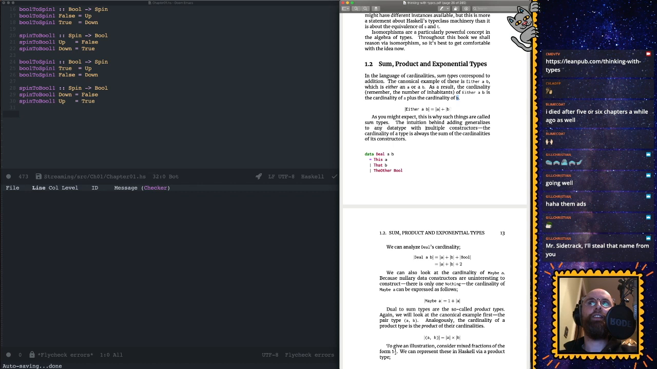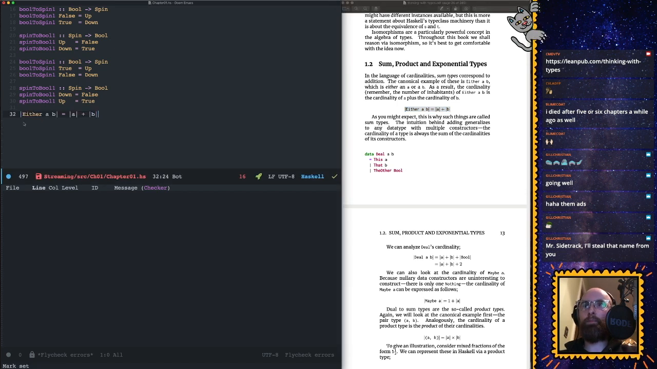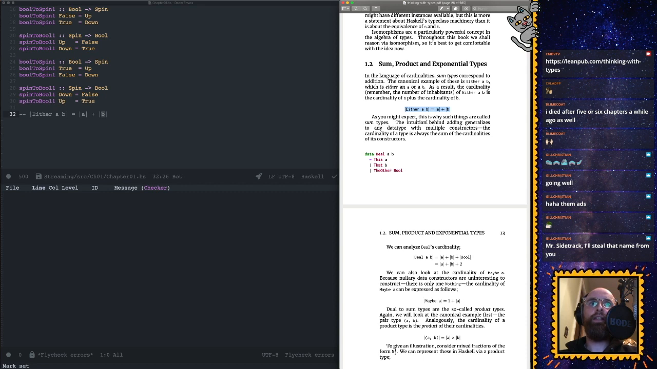Things might not make sense straight away, but they will. If we think of Either A B, it's just like A plus B. So as you might expect, this is why such things are called sum types. That's where the name comes from. Literally, when I read that, I was like, oh, wow, it's so simple, yet so good. The intuition behind adding generalizes to any data type with multiple constructors. The cardinality of a type is always the sum of the cardinalities of its constructors.